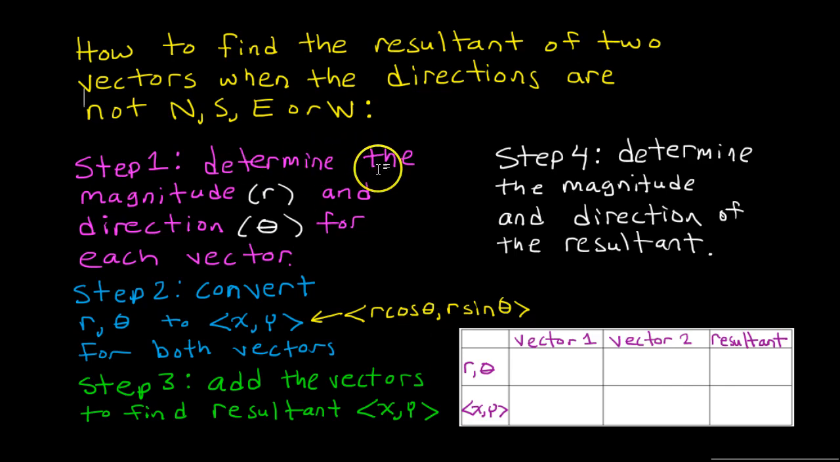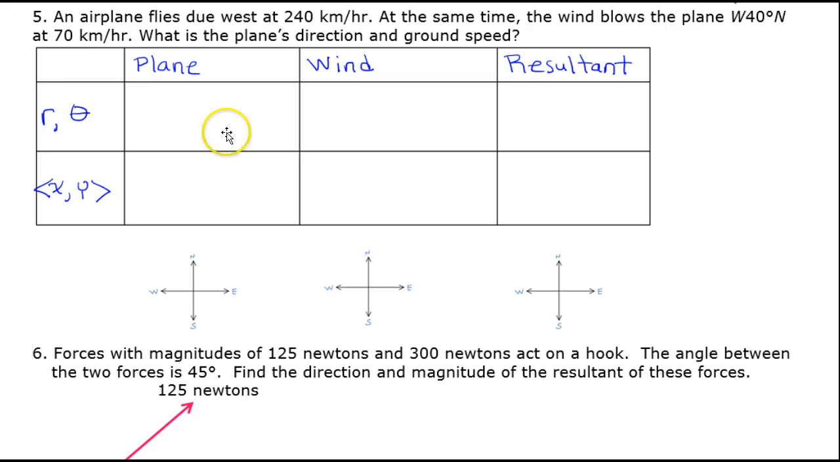So step one is to determine the magnitude and direction for each vector. As I'm using this chart, every time I write a direction, the theta, I am going to be using an angle that is measured starting from the positive x-axis and measuring counterclockwise.